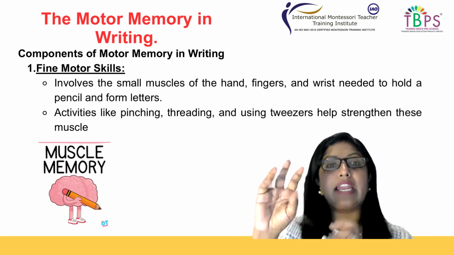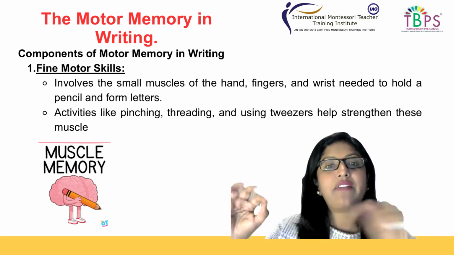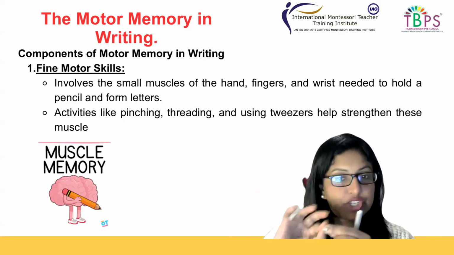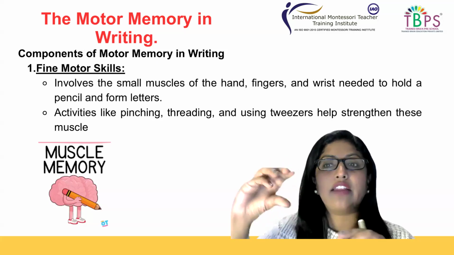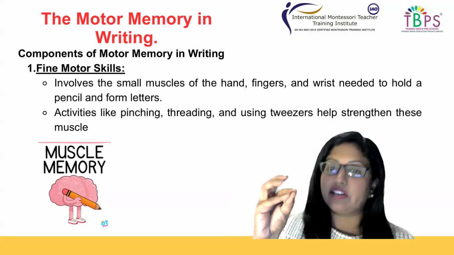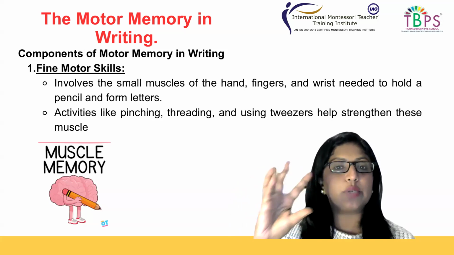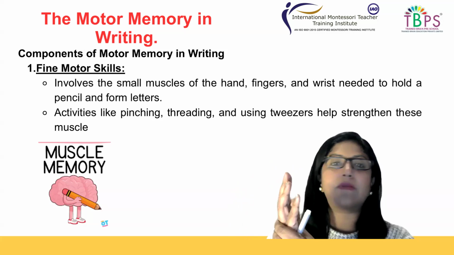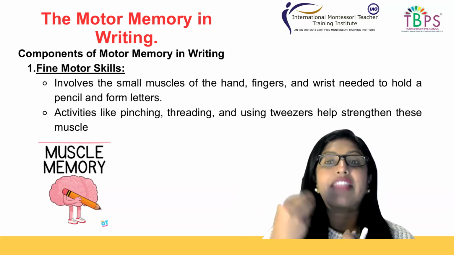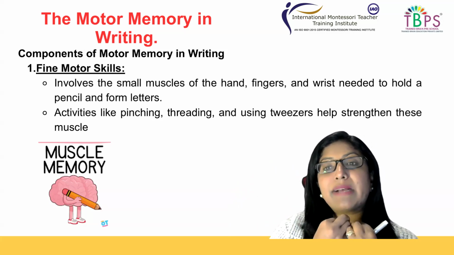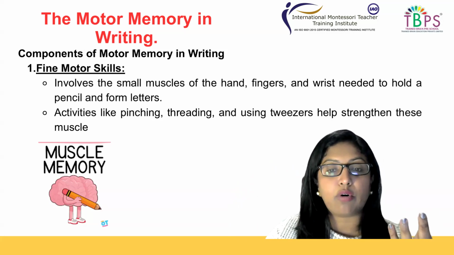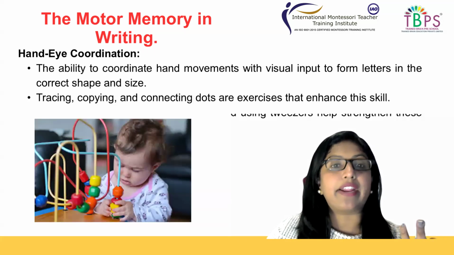If the children are unable to do this, I have to give activities. Please note down, I have to give activities which can involve pinching, which can involve threading, which can involve tweezers, wherein a lot of pressure would be applied on my fingers. When there's a lot of pressure applied on my fingers, my finger muscles will be strengthened. My muscles will become stronger. So that would help. So this is called the muscle memory or the fine motor development. It is required for writing.